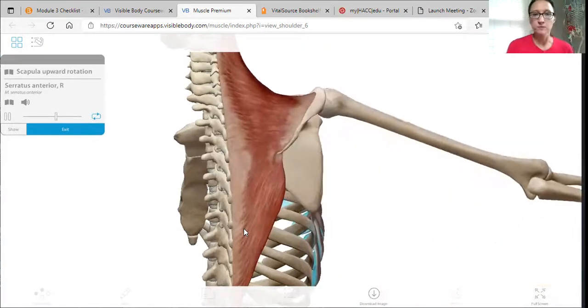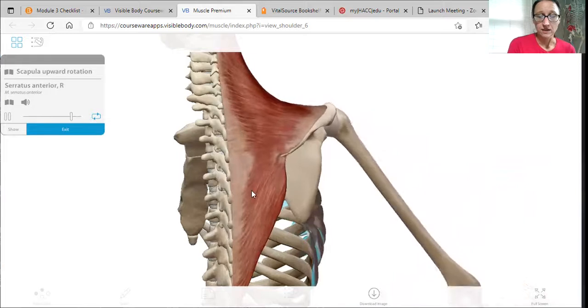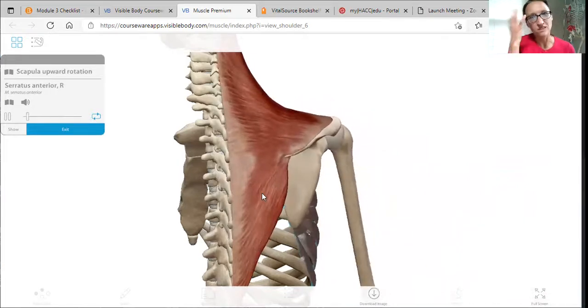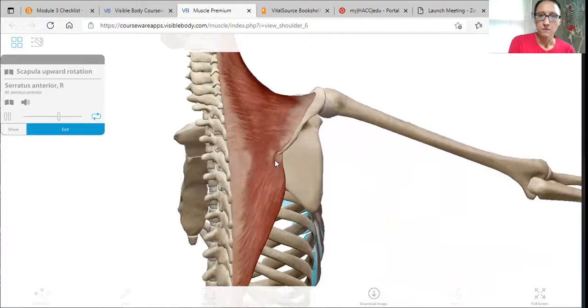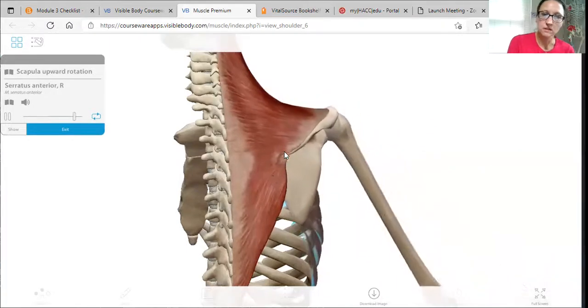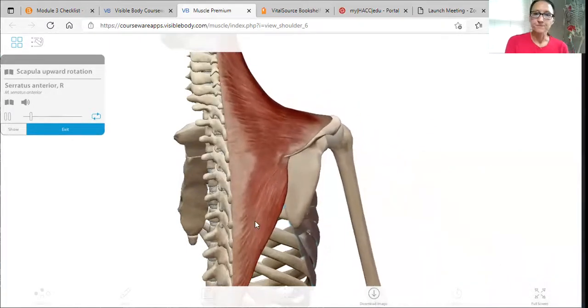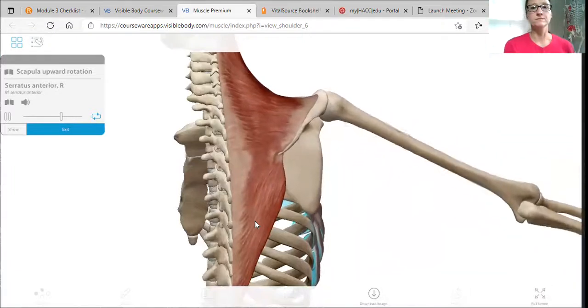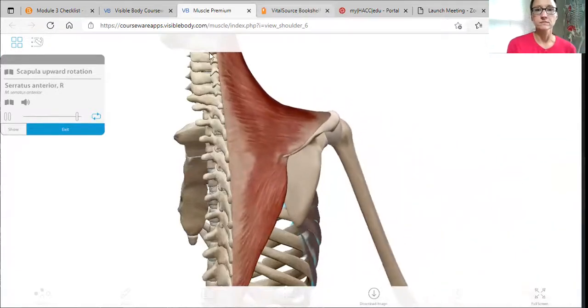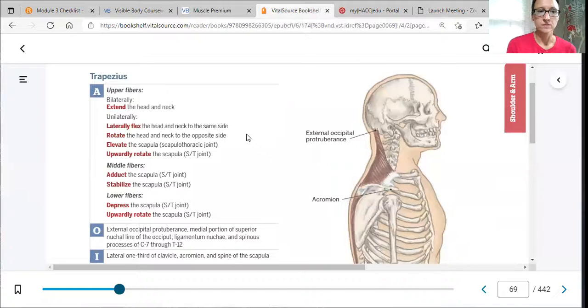So I'm trying to show you, like, visualize that, or get you to visualize that a little bit, because that's one of the more confusing ones, I think, to visualize. But it's pulling this down like that, okay, into upward rotation. And then depression, of course, is just pulling the scapulas straight down towards the feet, okay?